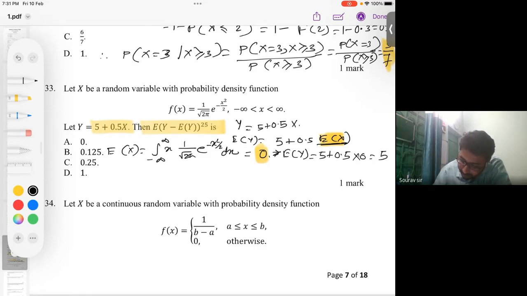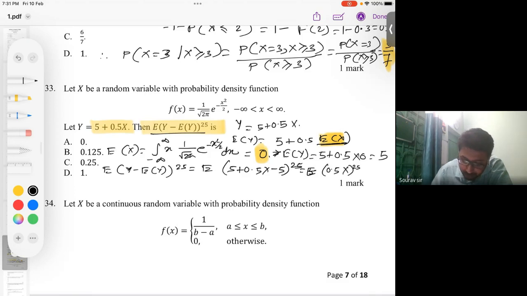Now we have to find out the value of E of y minus E of y, whole to the power 25. To solve this, we write E of y minus E of y, whole to the power 25, is equal to E of 5 plus 0.5x minus 5, whole to the power 25. That is equivalent to E of 0.5x whole to the power 25.